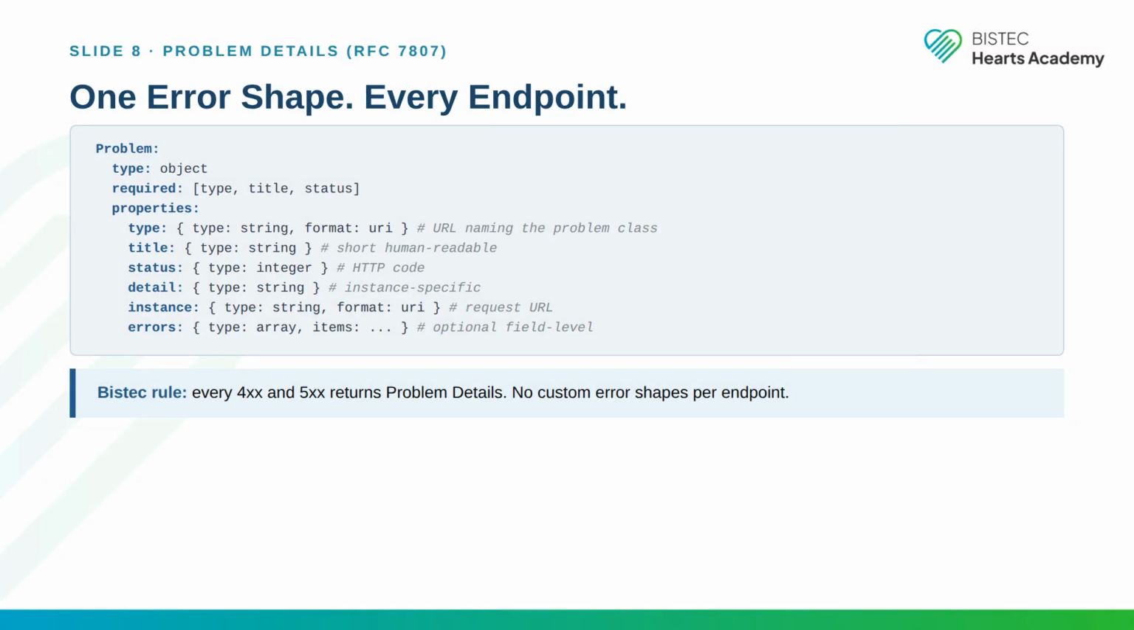RFC 7807 problem details: the shape is type, title, status, detail, instance, errors. Type is a URL naming the problem class. Title is a short human-readable string. Status is the HTTP code. Detail is instance-specific. Instance is the request URL. Errors is an optional array for field-level validation messages. BISTEC rule: every 400 and 500 returns the shape. No custom error envelopes per endpoint.